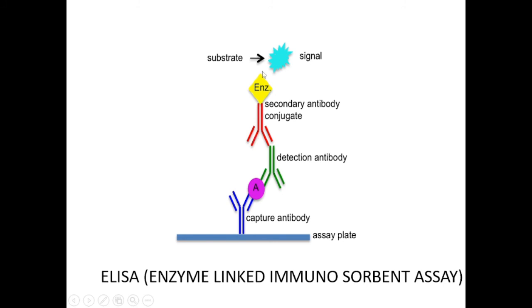For the visualization of this reaction, if we add the specific substrate for this enzyme, then the substrate will bind with the enzyme and produce a colored product. So if any color change is there, a green or yellow or blue coloration, that indicates that the antigen is present. So that is enzyme linked immunosorbent assay.